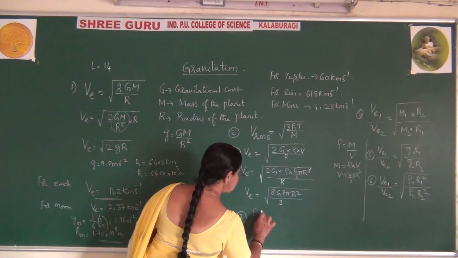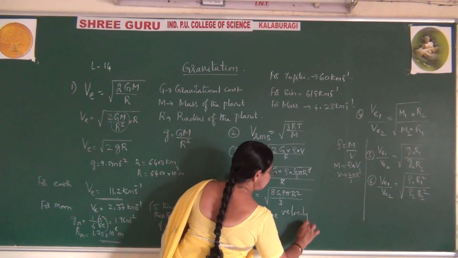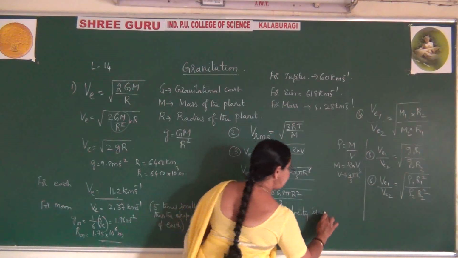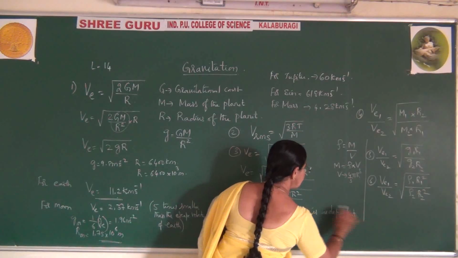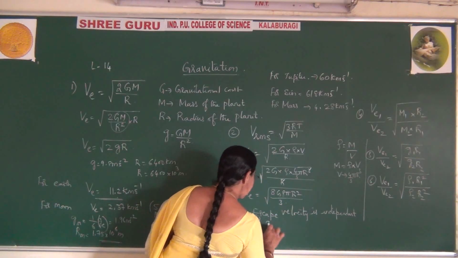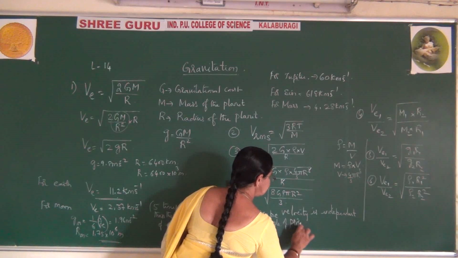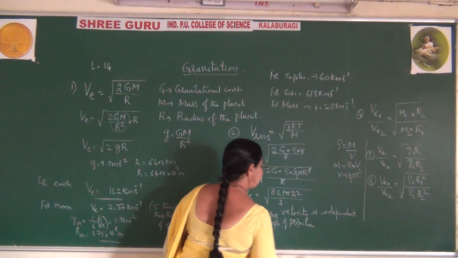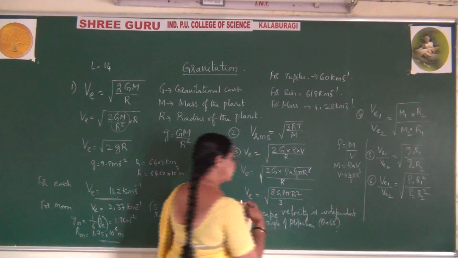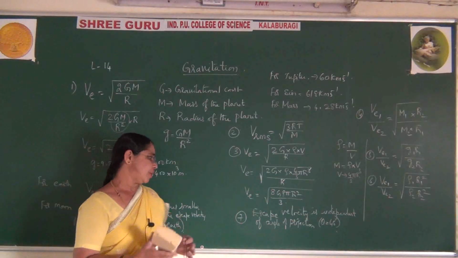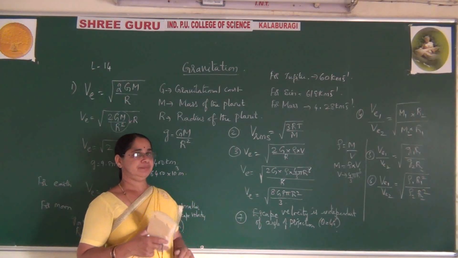So escape velocity is independent of angle of projection. Remember this point: even if theta is equal to 45 degrees, it does not depend on the angle. Therefore escape velocity is independent of angle of projection.